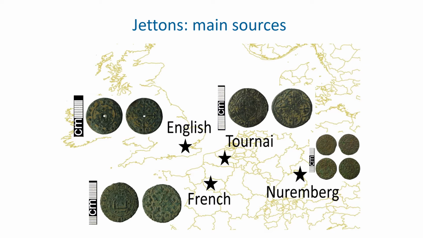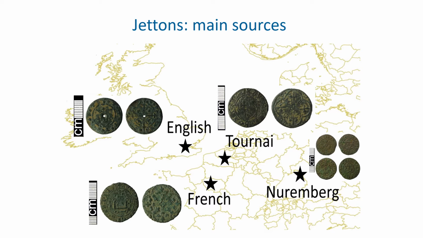The star is over Paris, but French Jettons are thought to have been made in a number of different places. By the later 15th century, most Jettons were being struck at Tournai in modern-day Belgium. Here's where it starts to get a bit complicated. At the time, Tournai was a French royal mint. Indeed, Jettons had been struck here before the mid-15th century. But, as noted, it's in the later 15th century that Tournai is preeminent in supplying Jettons used in England.